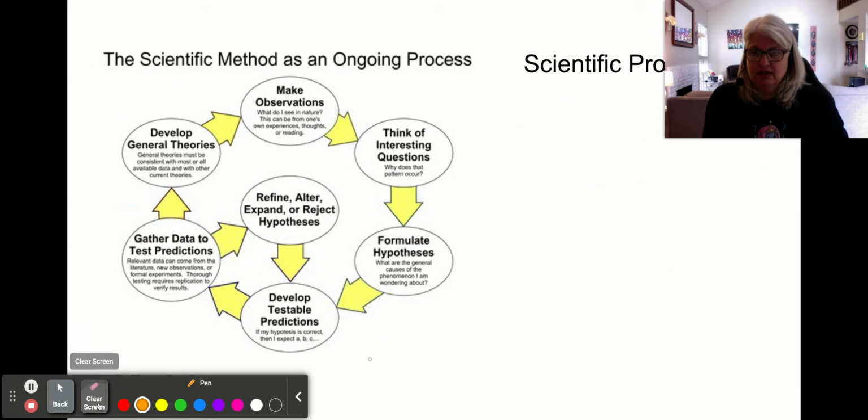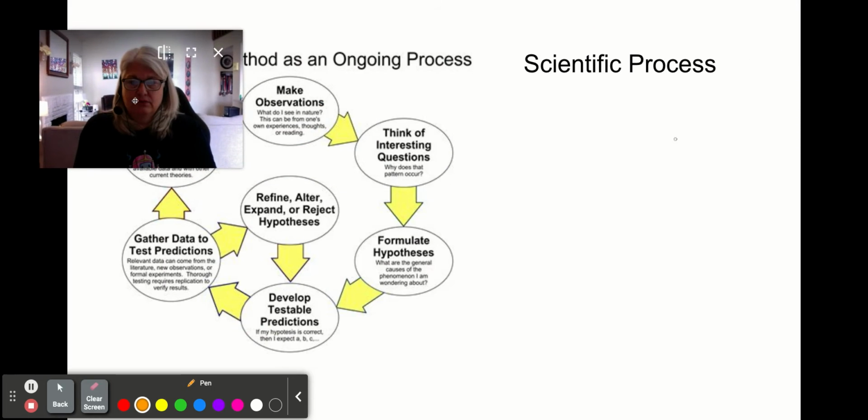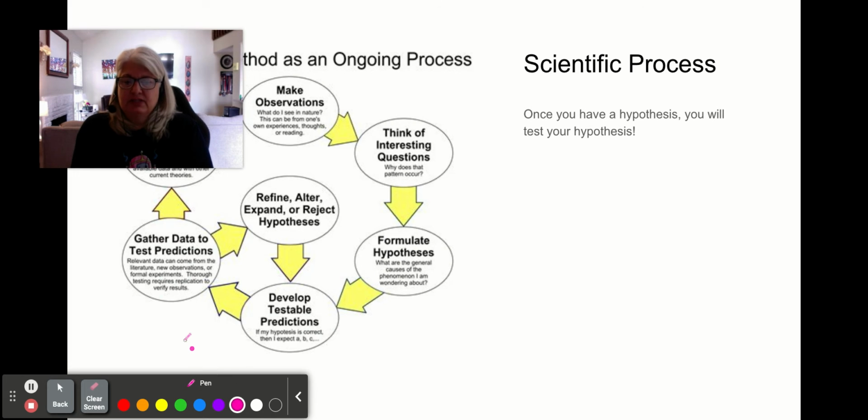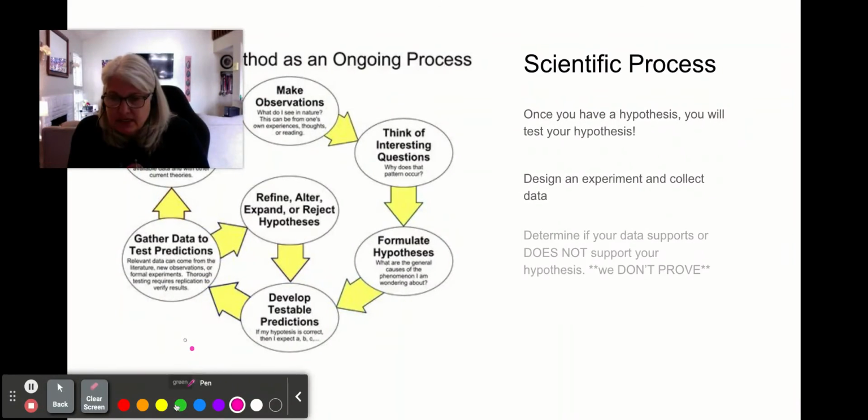Oops, sorry, let me clear this off. So let's take a look at this. Right now we are at predictions, so we're kind of like right here. The next thing I'm going to do is, I don't know why this isn't working. Sorry, bear with me. There we go.